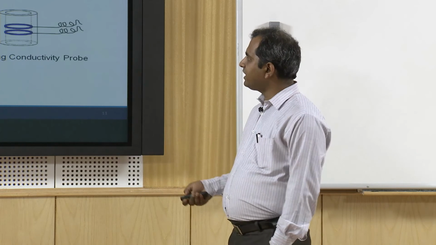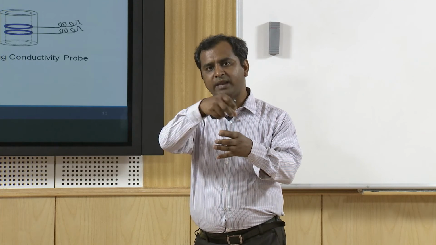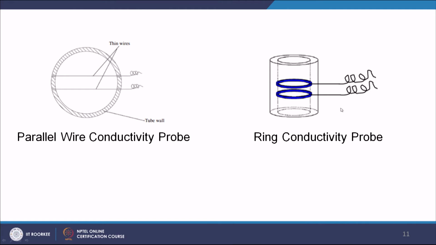In a similar fashion, we can have ring conductivity probes also. Here, in the wall of the tube, we give some parallel plates. This blue colored thing is the parallel plate. Each plate is connected with a wire, and whatever medium is there in between these parallel plates controls what the resistance will be between these two open circuits.